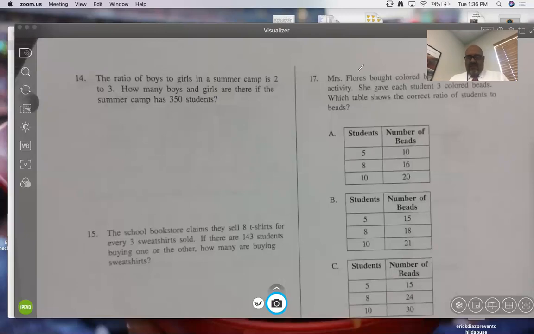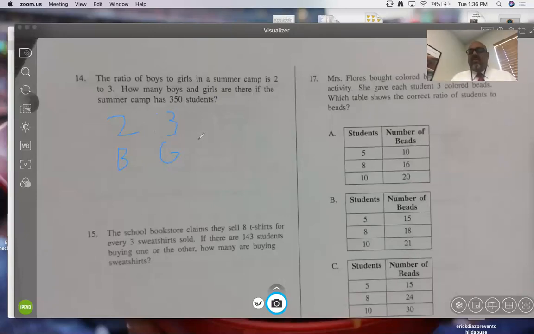Okay, I'm hoping there's lots of you who have this answer here. Okay, so let's go ahead and do the thing that we do know, right? So it is going to be 2 to 3. 2 what? 2 boys to 3 girls, okay? Hopefully some of you guys were like, I know this, Mr. Diaz, this is a part to whole. That is exactly what this is.